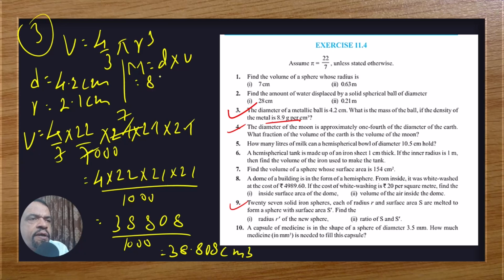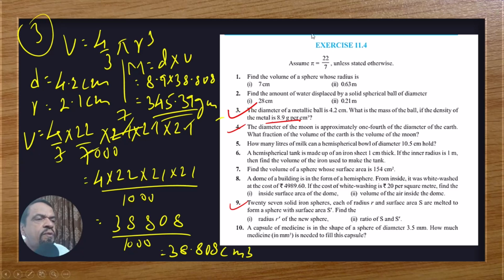Now see the concept of physics, mass is equal to density into volume. So density is given in the question as 8.9 gram per centimeter cube. So 8.9 into 38.808. If you multiply this, it will come to 345.39 gram. So this is the mass of the metallic ball.